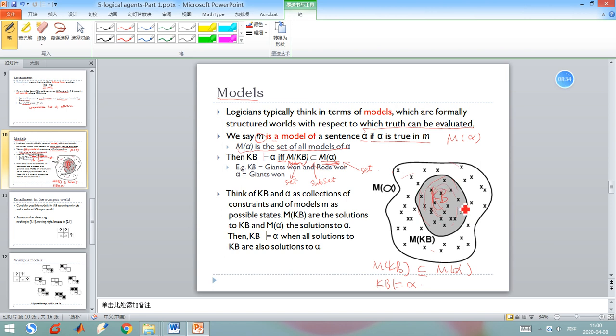This can be said as follows: the models of KB rule out more possible worlds in this circle. If KB entails alpha, all solutions to KB are solutions to alpha. M(KB) being a subset of M(alpha) is equivalent to KB entailing alpha. I hope every one of you understands this, because entailment is what we will use to perform logical inference.